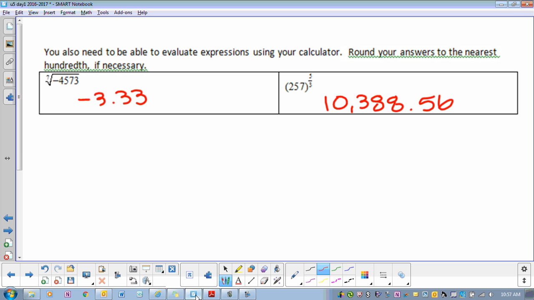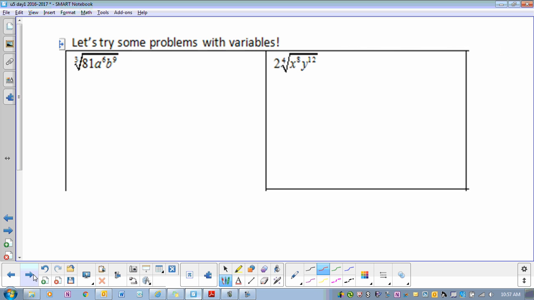Okay. Questions so far? All right, so here's the fun stuff. This is what I wanted to get to. So we have some problems, right? Some radicals with numbers and variables, all right? So we're going to try these.